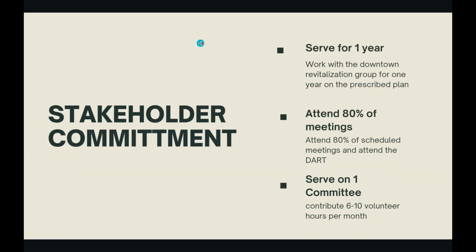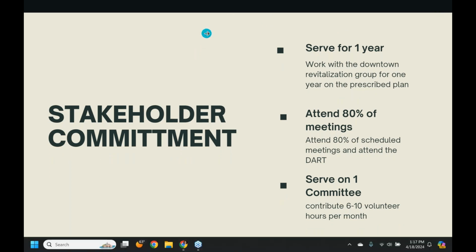So the stakeholders have agreed to a few things before they say yes to sitting on this stakeholder group. We ask that they serve for 1 year to work with the Downtown Revitalization group. We ask that they attend 80% of the meetings that are scheduled and that they attend the DART visit. And then we ask each of those stakeholders to serve on 1 committee, and that means contributing about 6 to 10 volunteer hours a month.